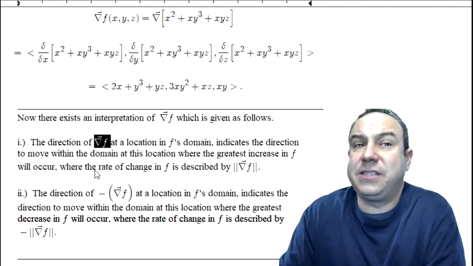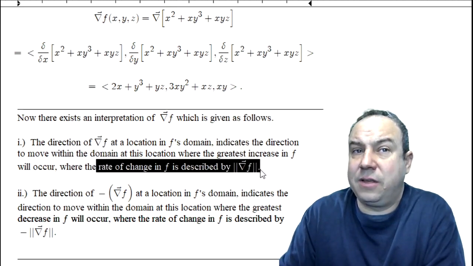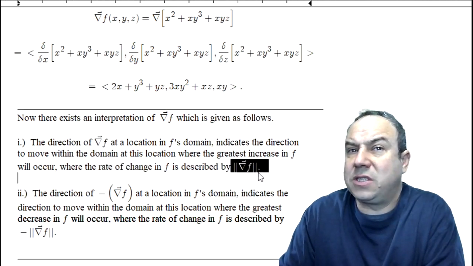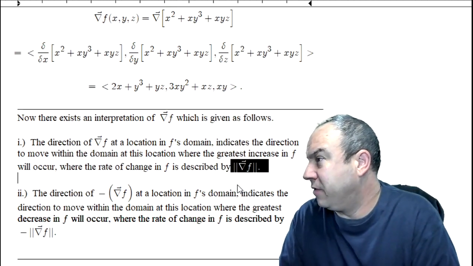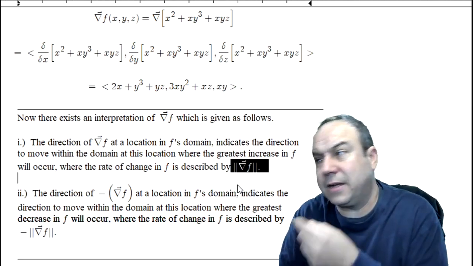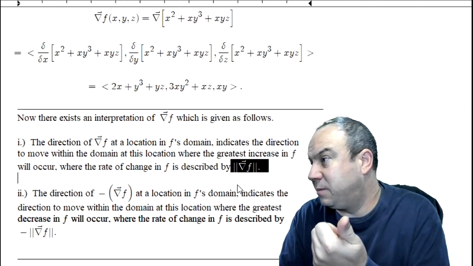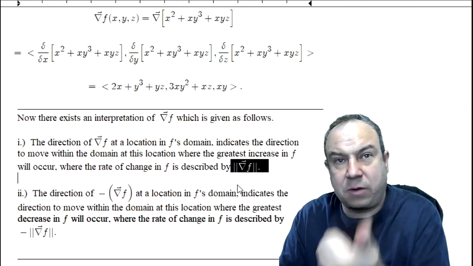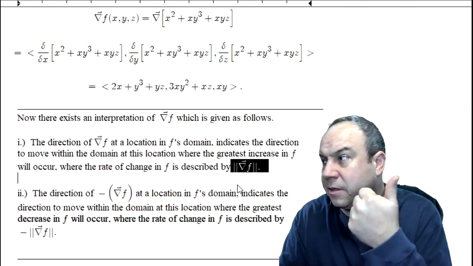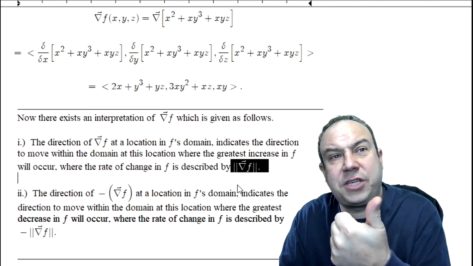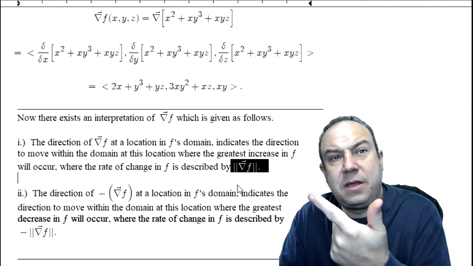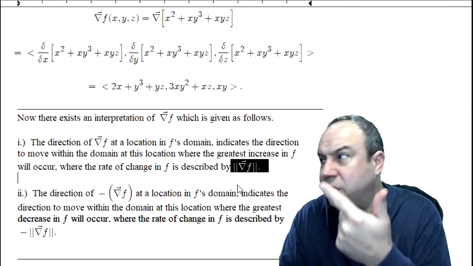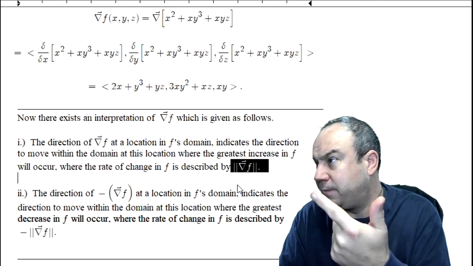As for what is the rate of change in f in that direction, that is what's going to be given by the magnitude of the gradient. The gradient is a vector. Vectors have two parts: they have a direction and they have a length. The direction tells you the direction of greatest change. The amount of change is actually described by the length.